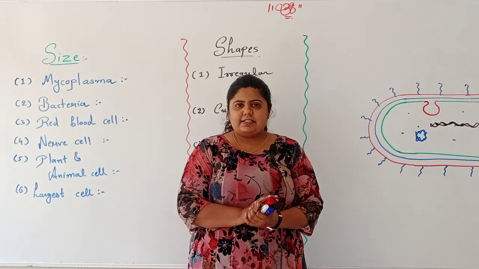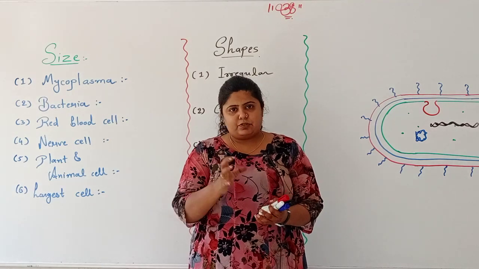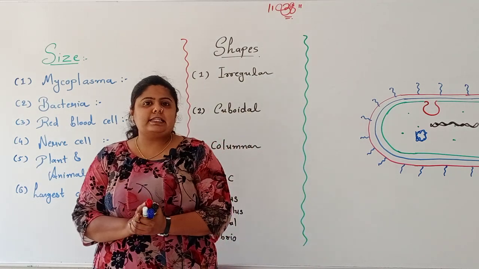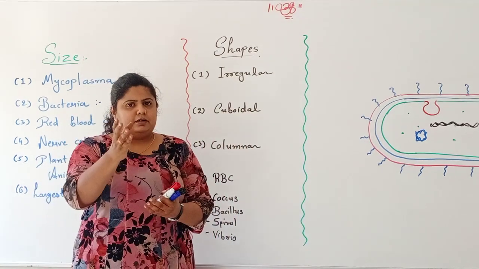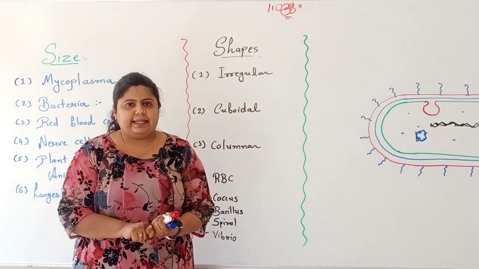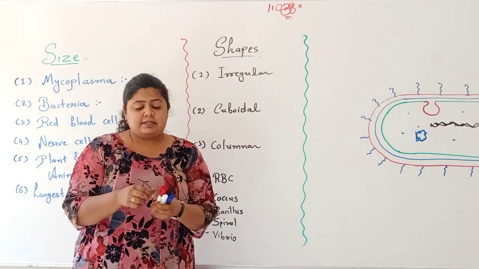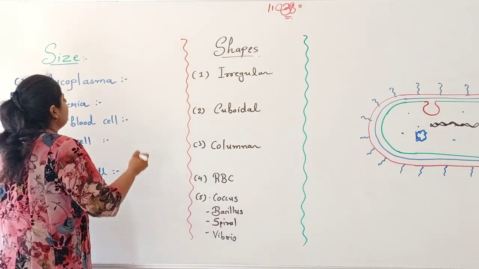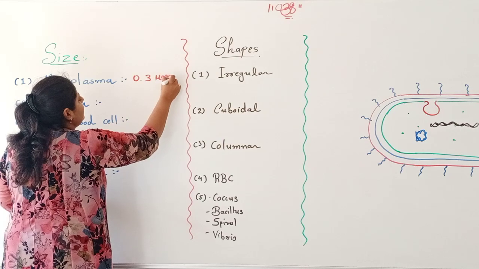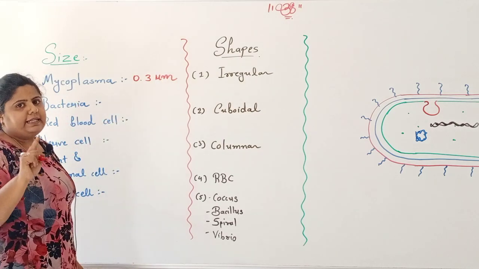Students, today we will study different sizes and shapes of cells. So first of all, the smallest cell. Okay, what is your answer? No, not bacteria. Mycoplasma is the smallest cell. What is its diameter? 0.3 micrometer, smaller than bacteria.